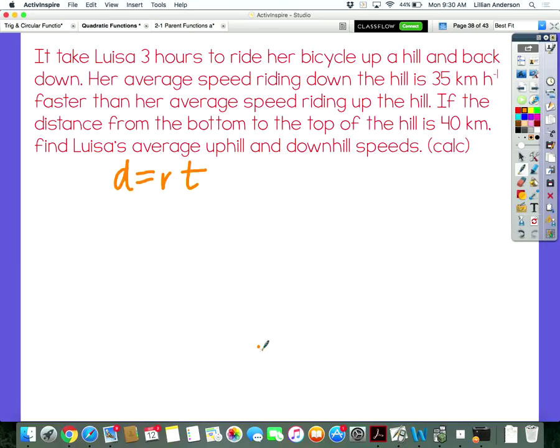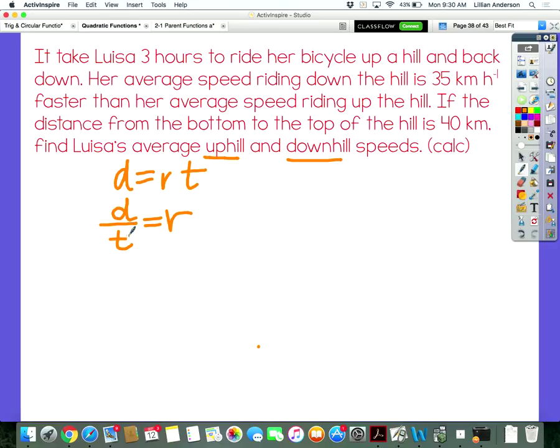T is your time, but realize, guys, it takes 3 hours to ride her bicycle up and back down. If 3 represented T, then 40 would be our distance. It would technically be 8, okay? But since we have to figure out her uphill and her downhill speed, we pretty much need to look at it separately. We can't look at it all together. Because we know one thing. Her rate is found by taking her distance divided by her time. Would you guys agree?